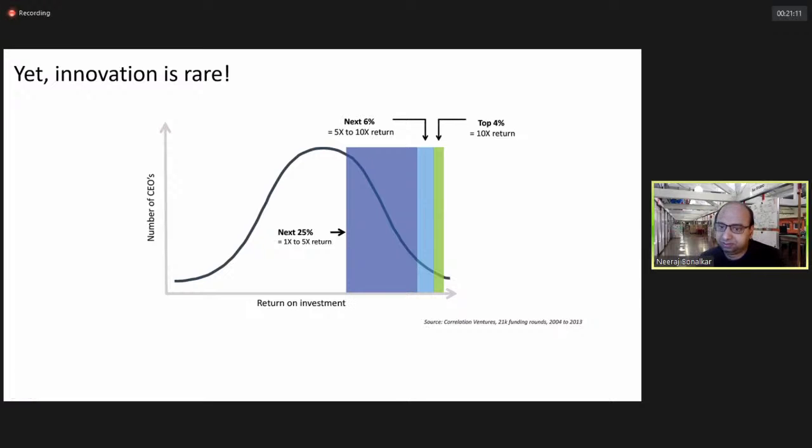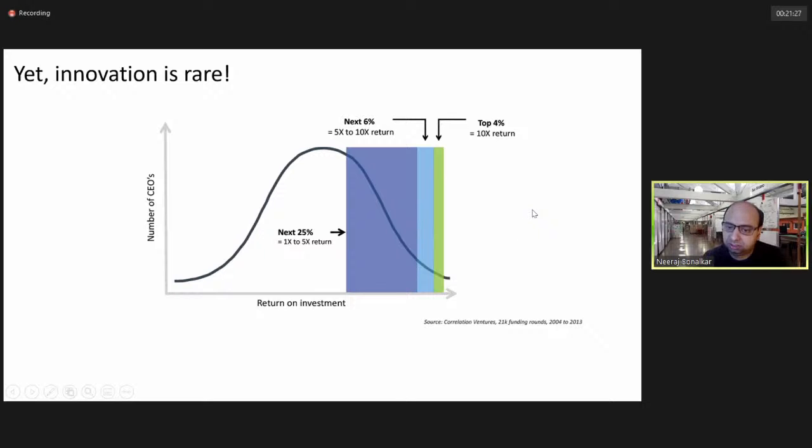65% of companies fail outright. They return less than the capital invested. The next 25% return 1 to 5x. The next 6% return 5 to 10x. And the top 4% return 10x or more.